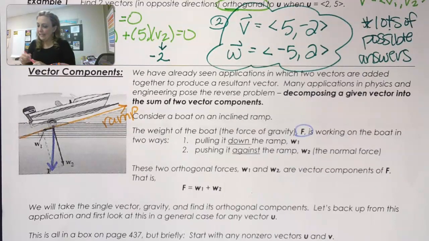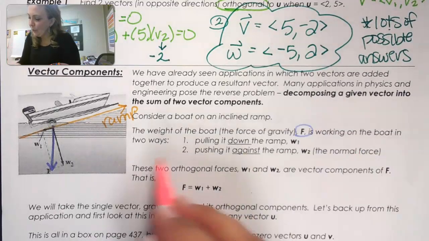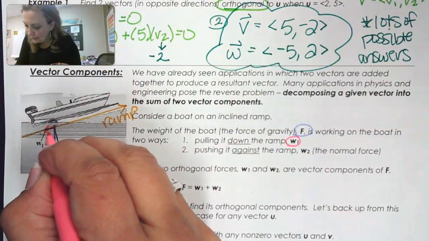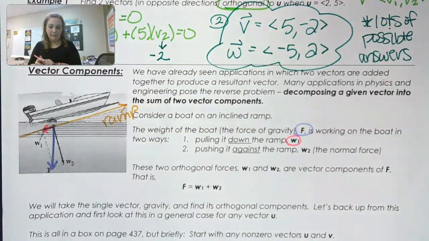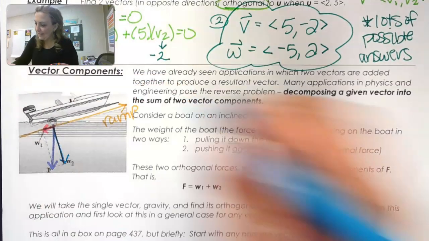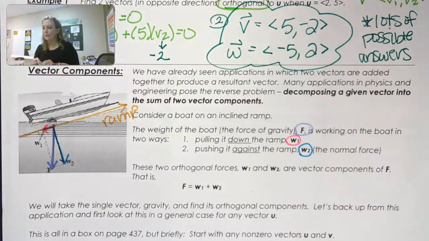Well, that vector F is really broken up into two different components. One thing that's happening is that it's pulling it down the ramp this way, which is this W1. And it's also pushing against the ramp, and that's my W2. Again, that's the normal force. The normal force is going to be orthogonal to that.